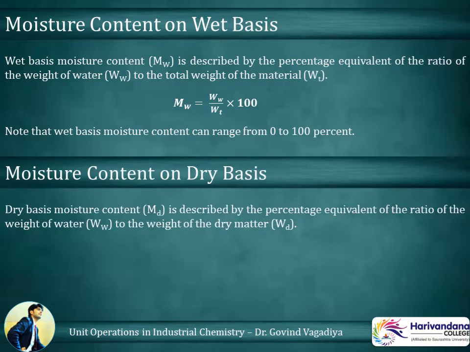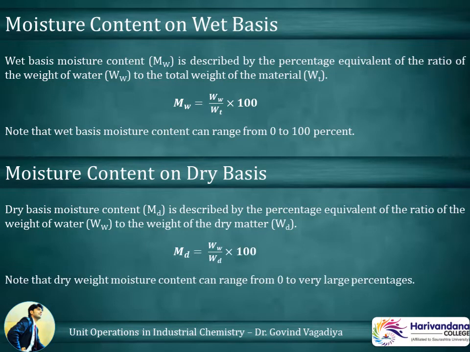Dry basis moisture content, MD, is described by the percentage equivalent of the ratio of the weight of water, WW, to the weight of the dry matter, WD. The equation of moisture content by dry basis is given as weight of water divided by weight of dry material, multiplied by 100.